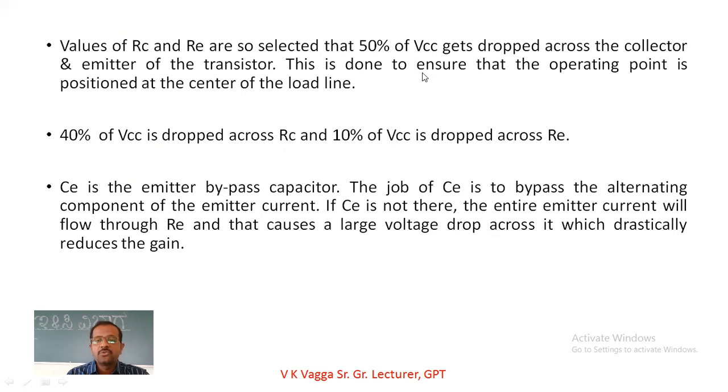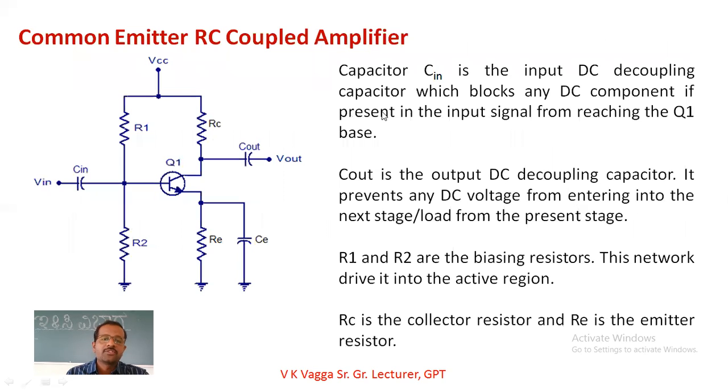This is done to ensure that the operating point is positioned at the center of the load line, so the RC and RE values are to be chosen in such a way that exactly 50% of the voltage VCC is consumed by RC and RE. R1 and R2 are going to maintain the BJT in the active region. In the active region, if 50% of the voltage is consumed by RC and RE, the operating point will be exactly at the center of the load line.